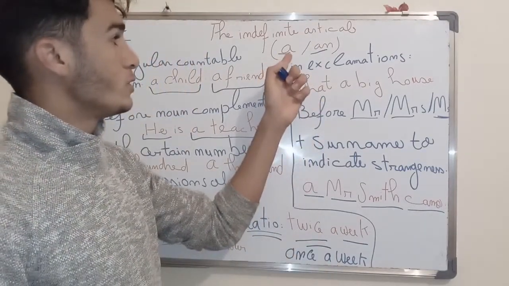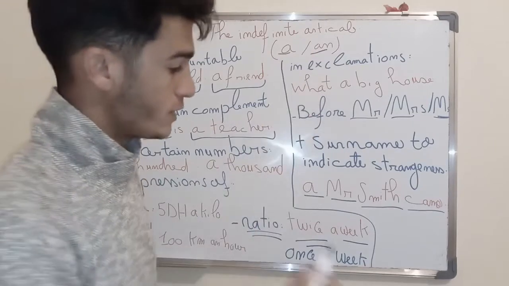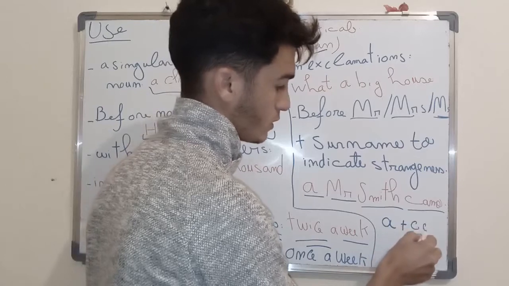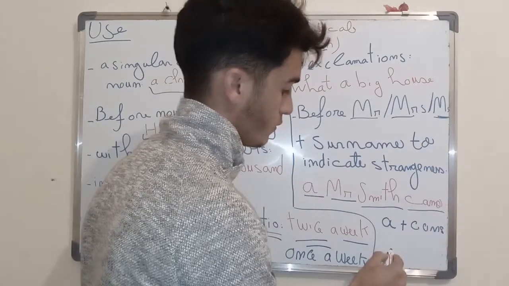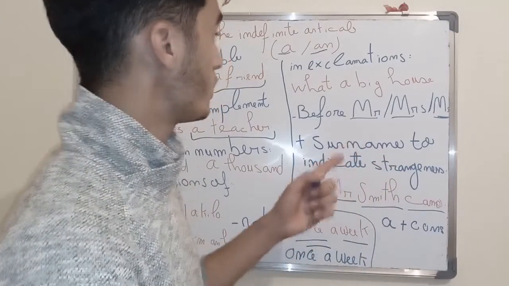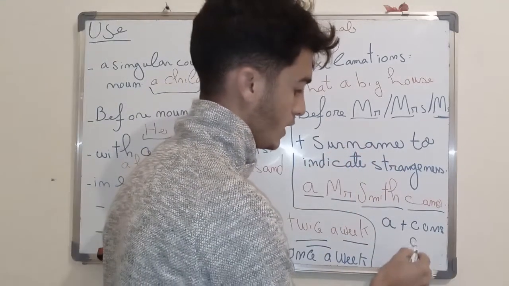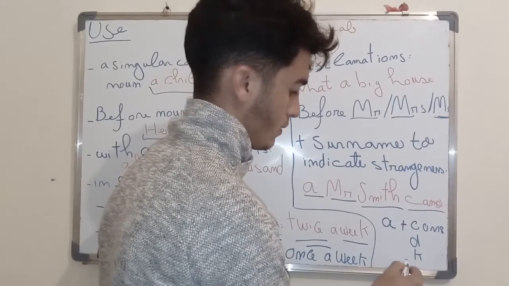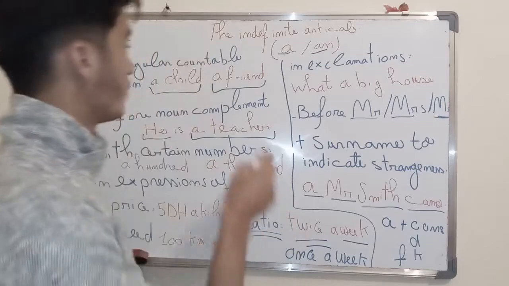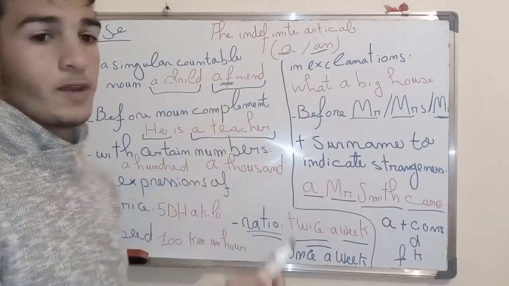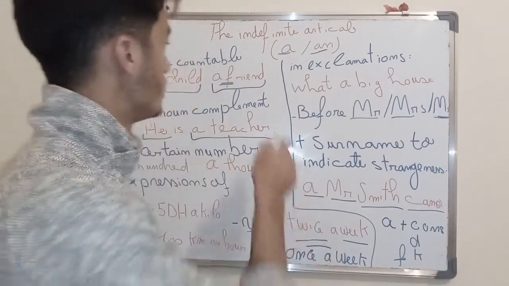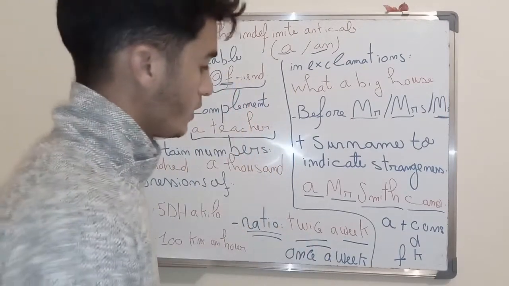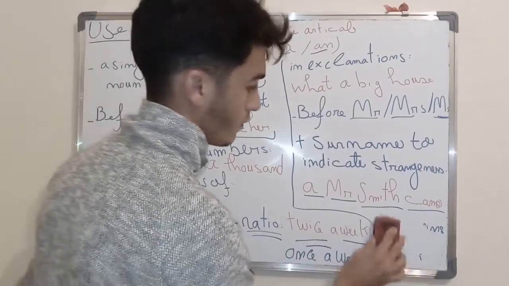To return to the a and an, here it is very simple. We use a plus consonants. Consonant means, for example, when the word starts with a consonant, for example, k, f. For example, here we have a friend. So we have f, which is a consonant sound, so we use the indefinite article a.